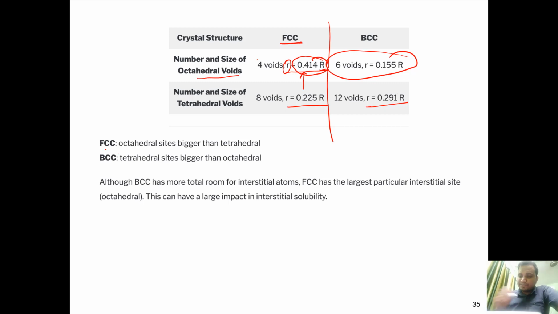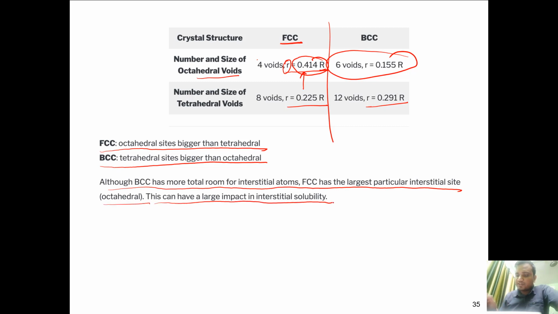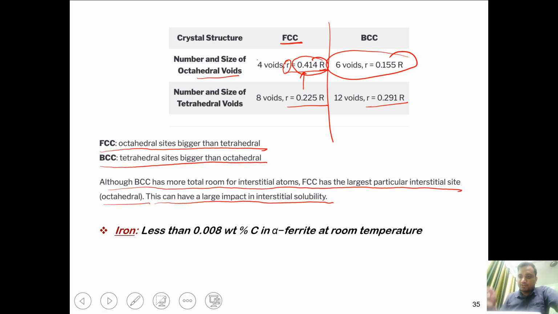See, in the case of FCC, the octahedral site is bigger than the tetrahedral. In the case of BCC, tetrahedral sites are bigger than octahedral. Although BCC has more total room for interstitial atoms, FCC has the largest particular interstitial site, the octahedral. This can have a large impact on interstitial solubility. So it affects the solubility, like the dissolving of carbon.